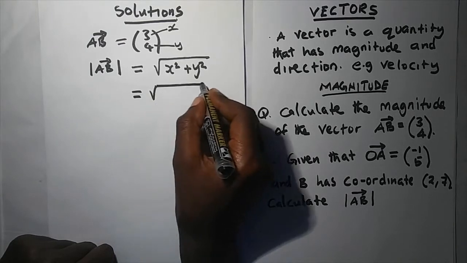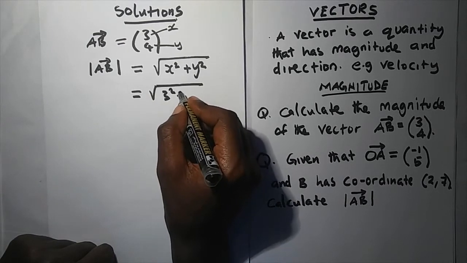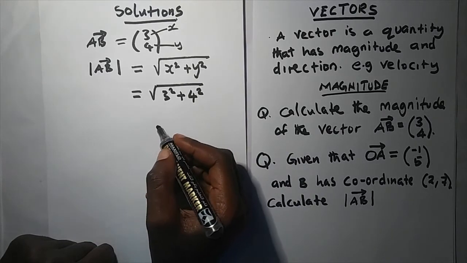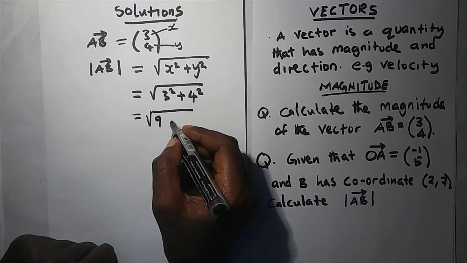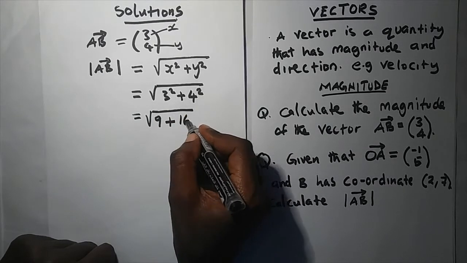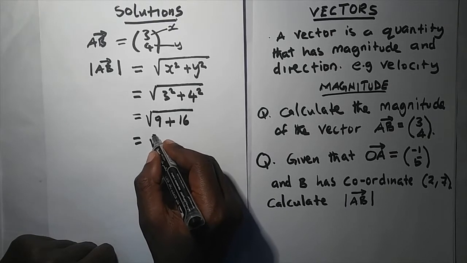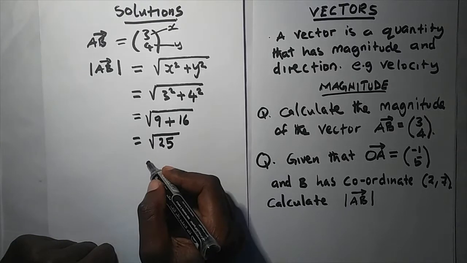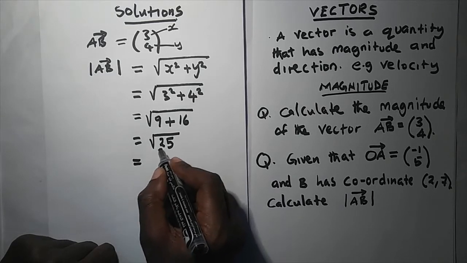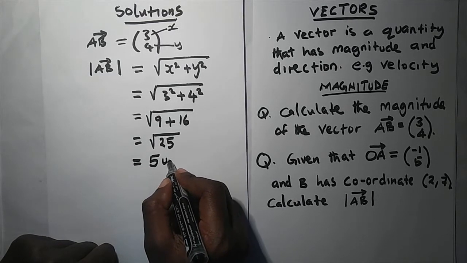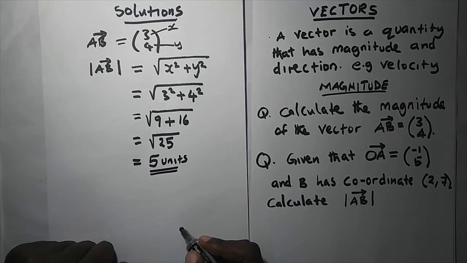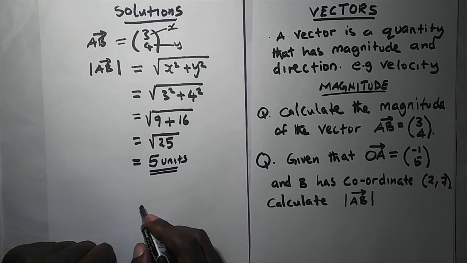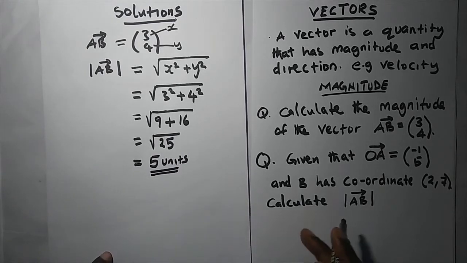So we are going to have the square root of 3 squared plus 4 squared. 3 squared is 9, it's 3 times 3, plus 4 times 4, which is 16, and then this is going to give us the square root of 25 when we add under the square root sign. And so the square root of 25 is actually 5 units. And so this is the magnitude or the length of our vector. It's 5 units. So that's our first question. And then now we can go to our second question.